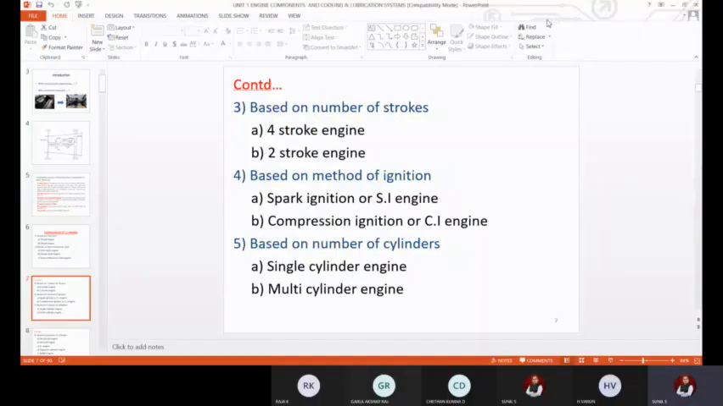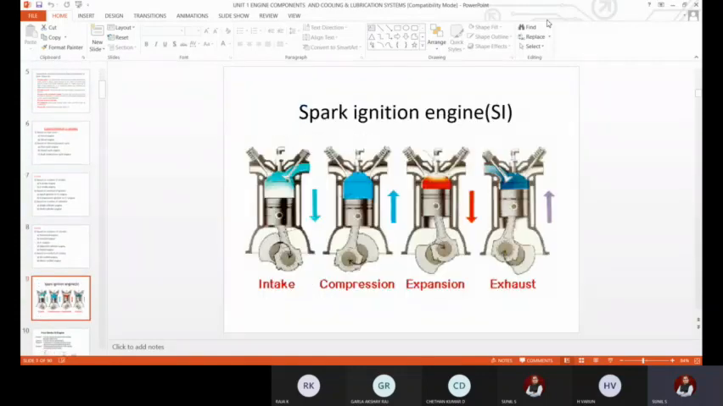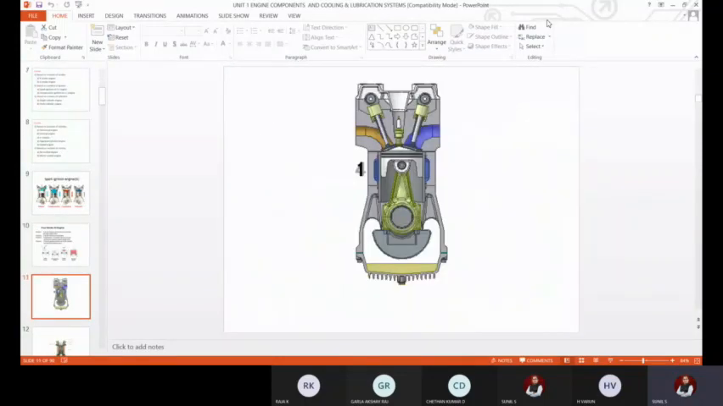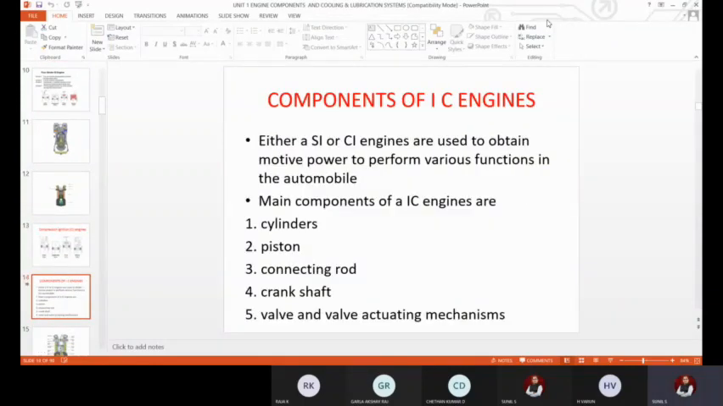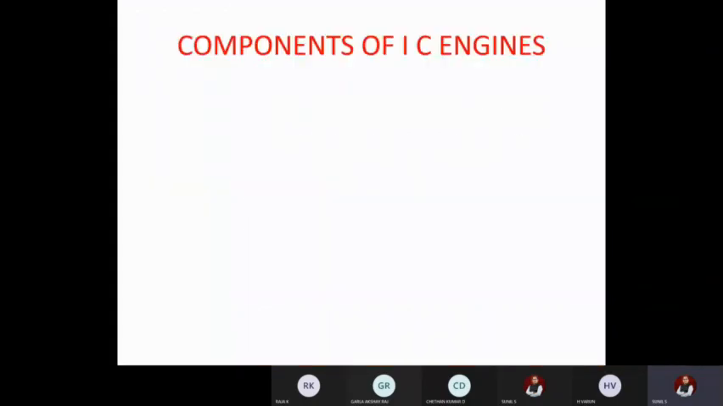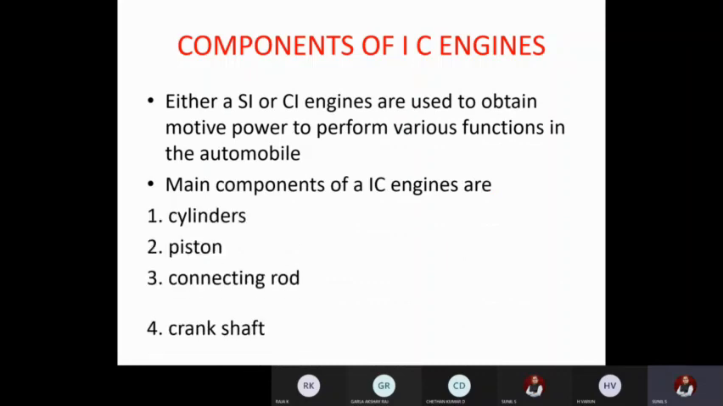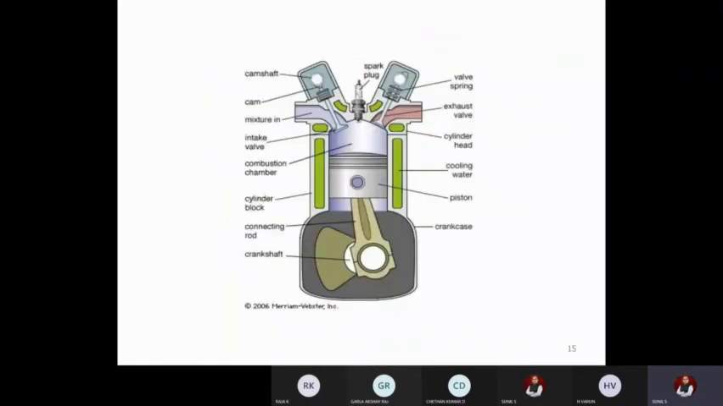Okay. So in the last class, we had discussed the structure of an automobile, the classification of IC engines, and importantly the working of a petrol engine, that is SI, and the working of a compression ignition, that is CI engine. Then different components of an engine. So the main components are cylinders, piston, connecting rod, crankshaft, valve and valve timing mechanisms. Irrespective of whether it's a petrol or a diesel engine, these components are required.